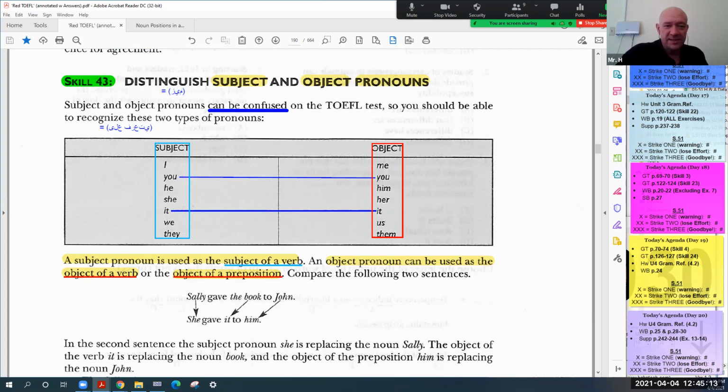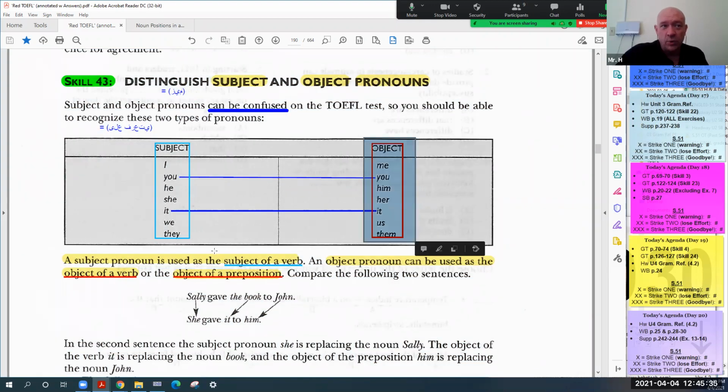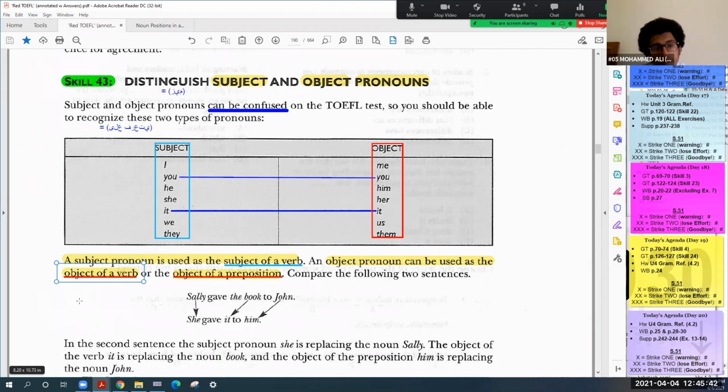All right, next, let's see, Muhammad Ali. A subject pronoun is used as the subject of a verb, and an object pronoun can be used as the object of a verb or the object of a preposition. Right, so you see the object can follow. When do we say object of a verb? They follow a verb. Right. And when do we say this? Follow a preposition. That's right.